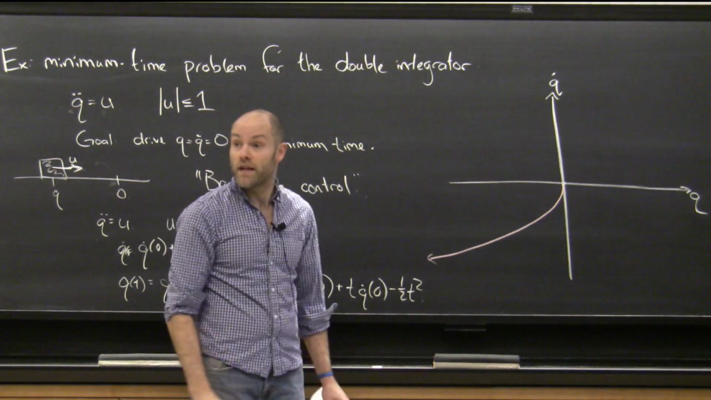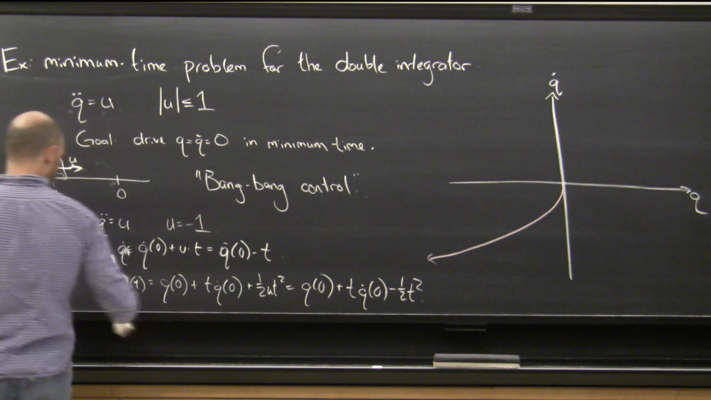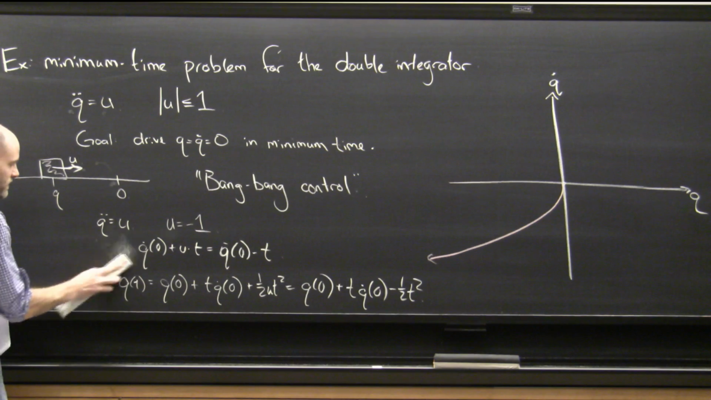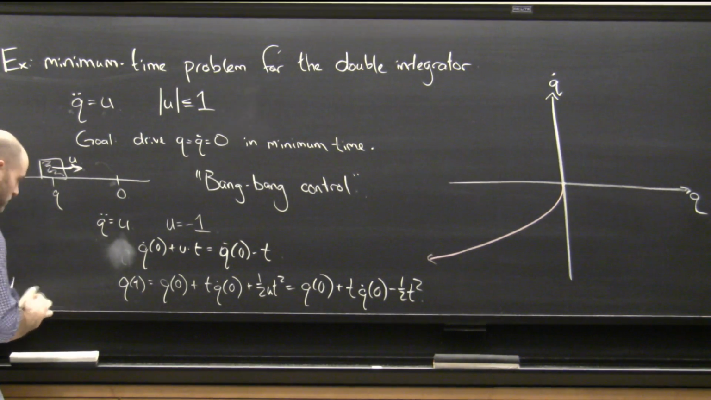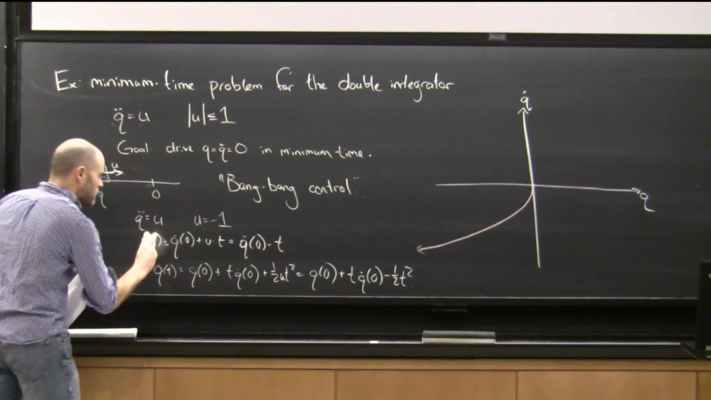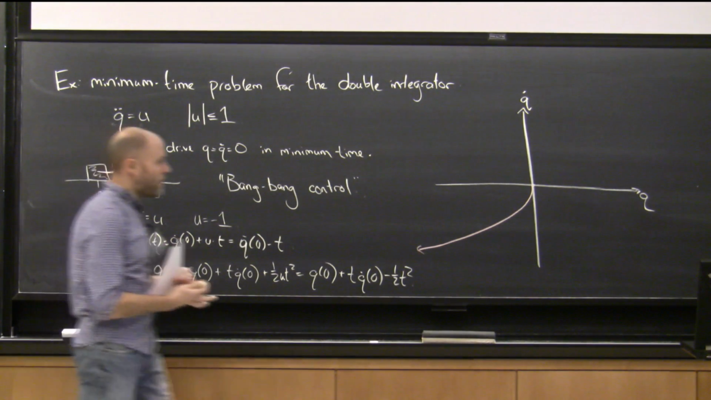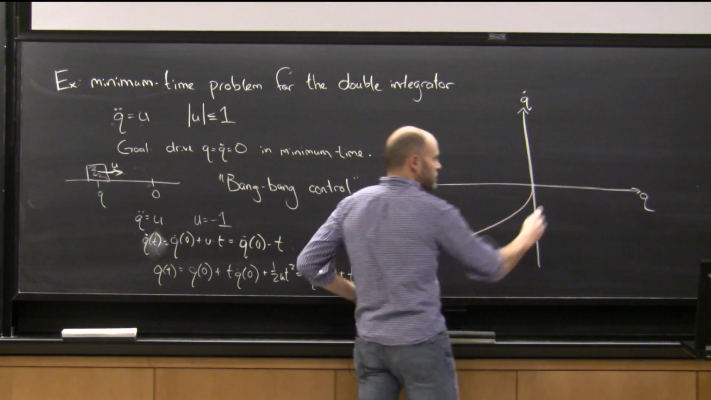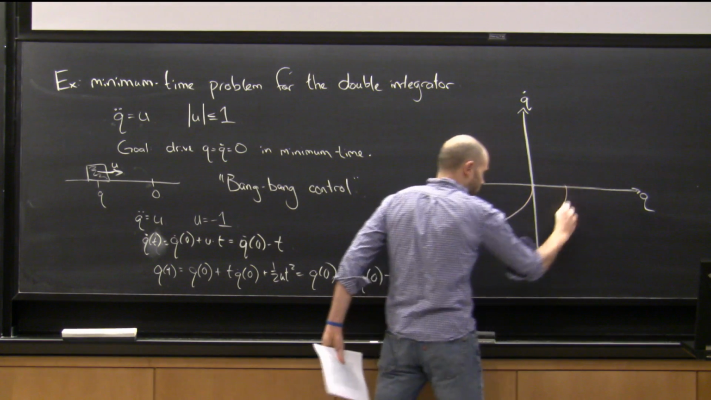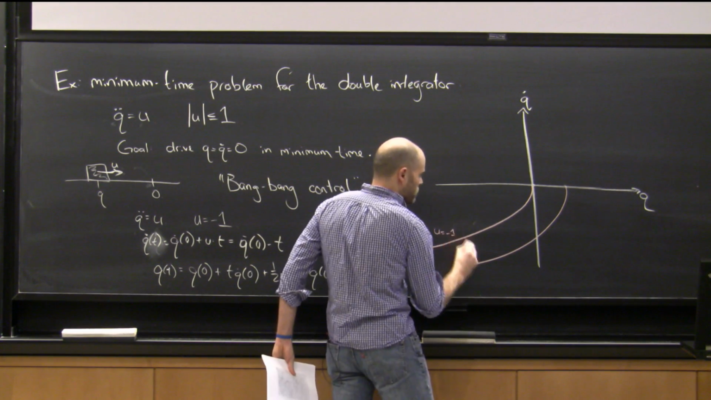Similarly, if I, yeah? Sorry, what's the very first symbol of the first line? This? Yeah, I squiggled in a t because I forgot it the first time. That's just q dot at time t. Sure, yeah. And similarly, if I start anywhere here and I apply, these are the u equals -1 trajectories.